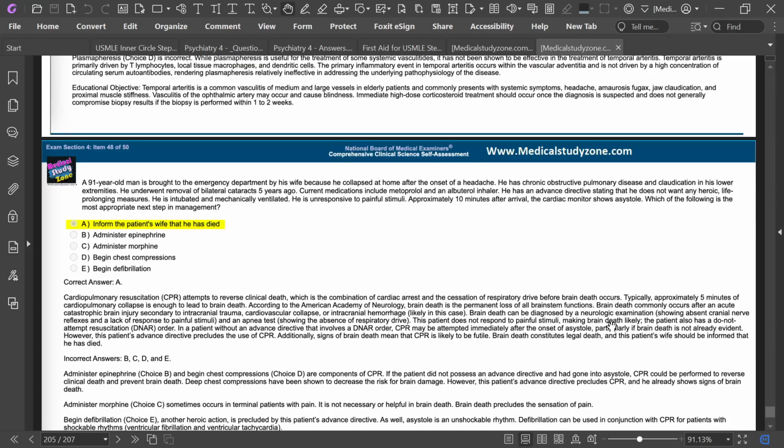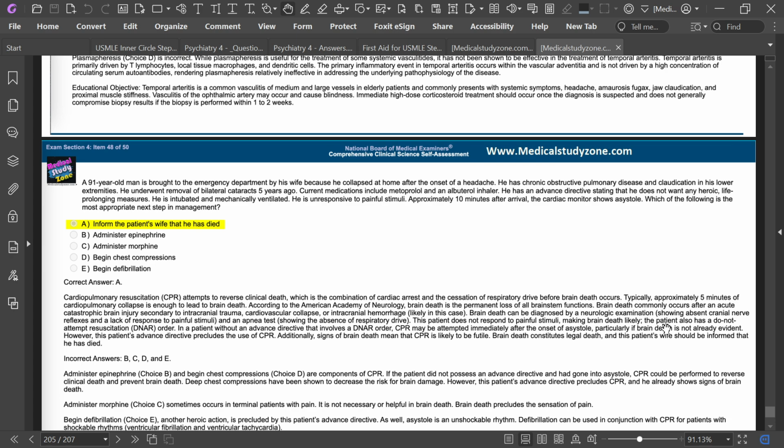Brain death can be diagnosed by neurologic examination showing absent cranial nerve reflexes and lack of response to painful stimuli, and an apnea test showing absence of respiratory drive. This patient does not respond to painful stimuli, making brain death likely.